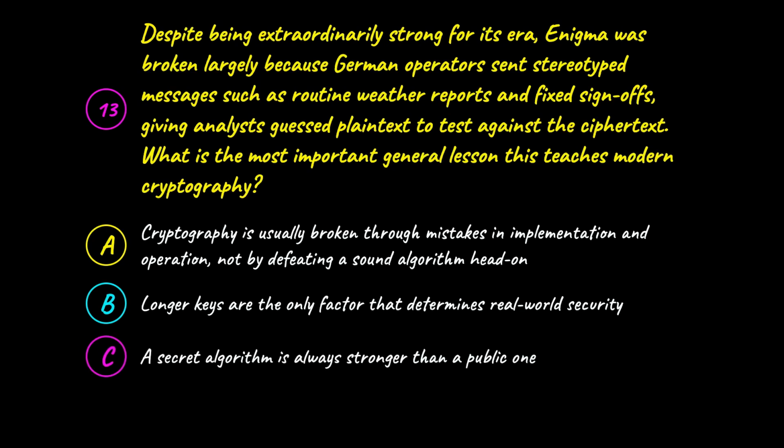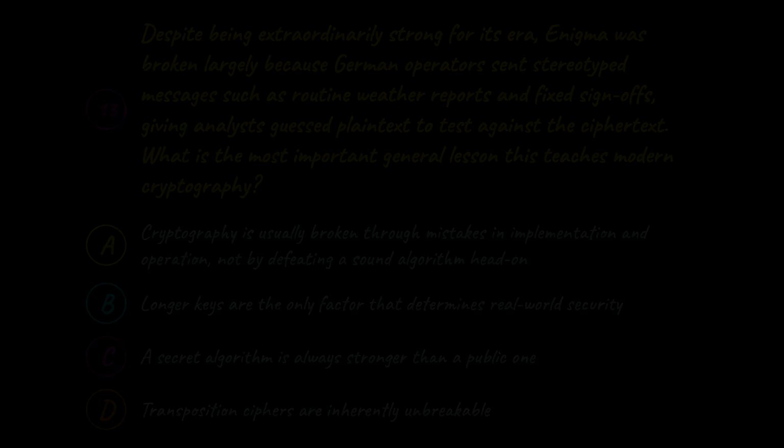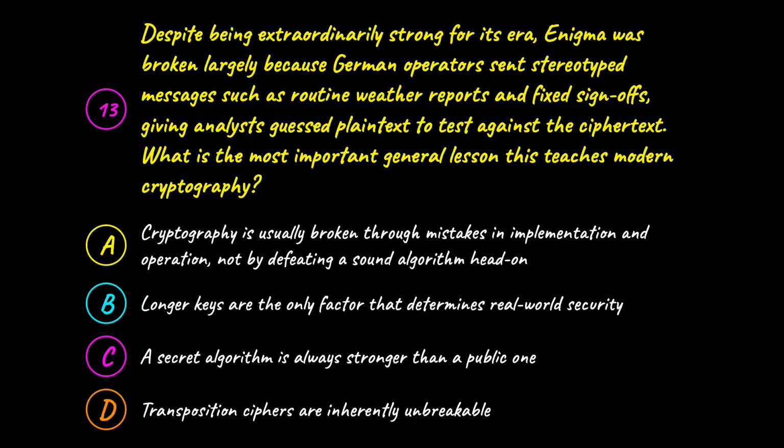C. A secret algorithm is always stronger than a public one. D. Transposition ciphers are inherently unbreakable. Pick one. Trust your gut. Here's your chance to test yourself.